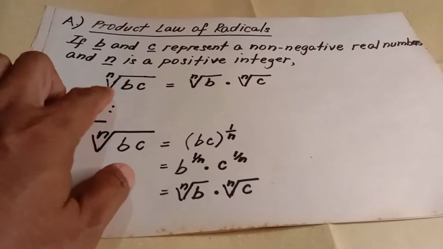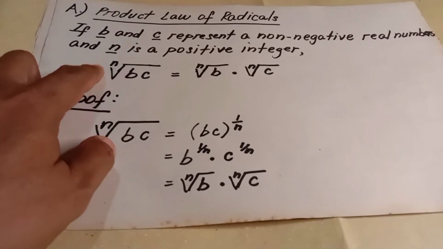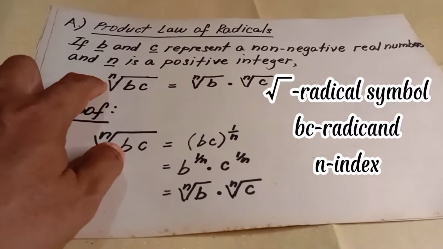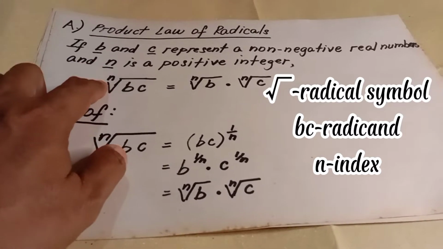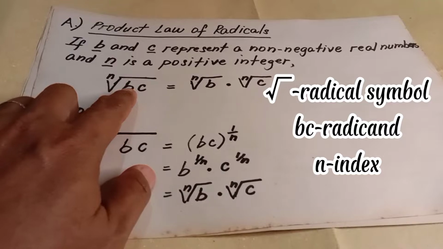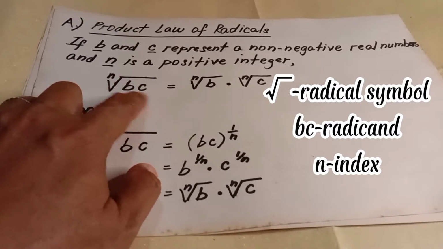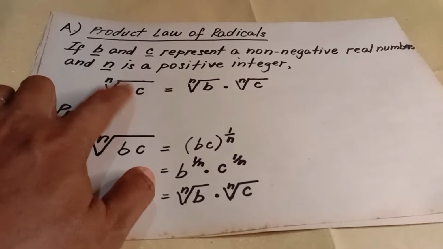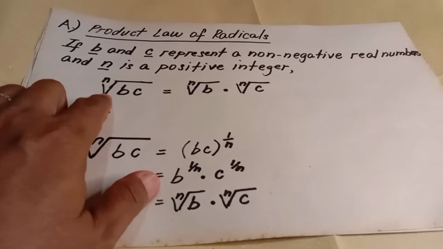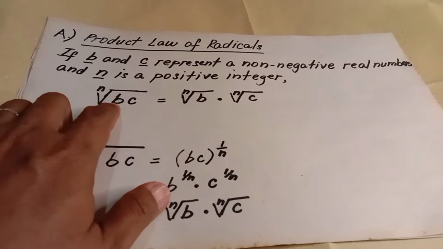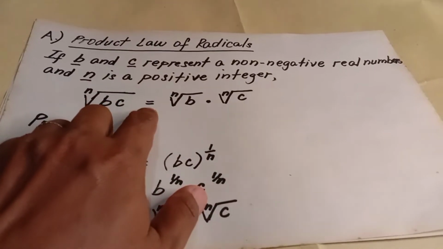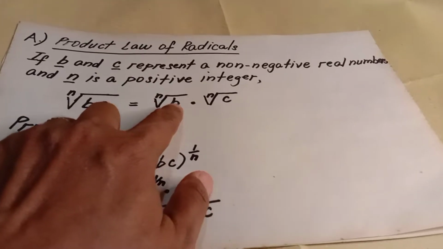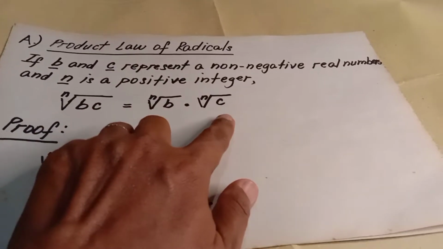By the way guys, ano ba ibig sabihin nitong mga symbols na to? Itong n po, ibig sabihin nito index. Ang meaning po sa radicals, itong n is an index. And the B and C is the radicand. The square root symbol is the radical symbol. So, to express this, the equation equals the nth root of B times the nth root of C.